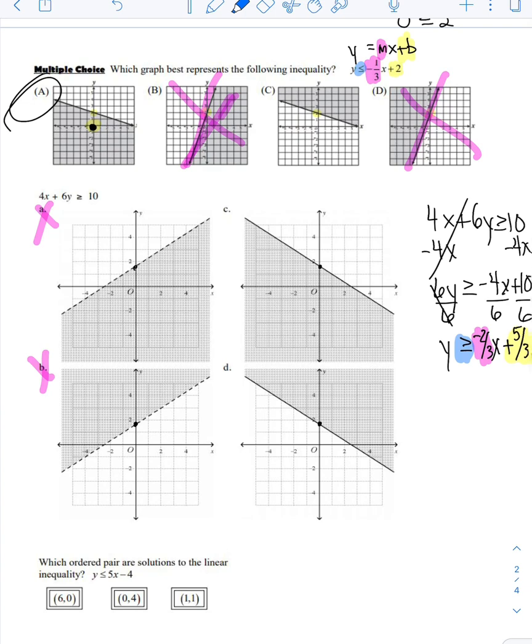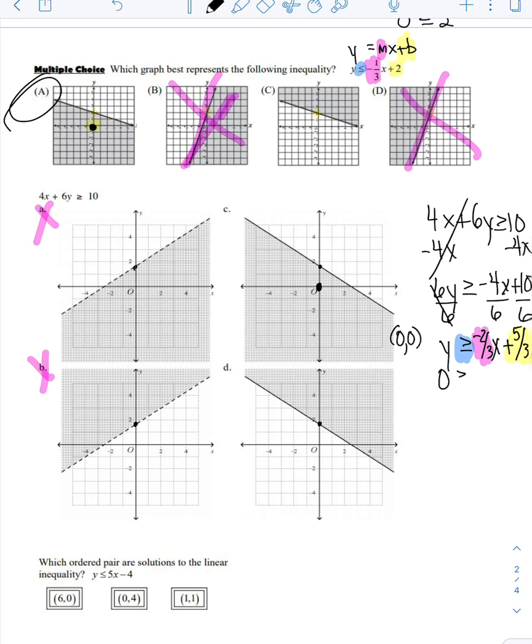So now let's look at C and D. So it looks to me like the only thing that's different now is the shading. So I always look for 0, 0. It's just nice, clean numbers. So I notice C has 0, 0 shaded in. So I'm going to use 0, 0 as my test point.